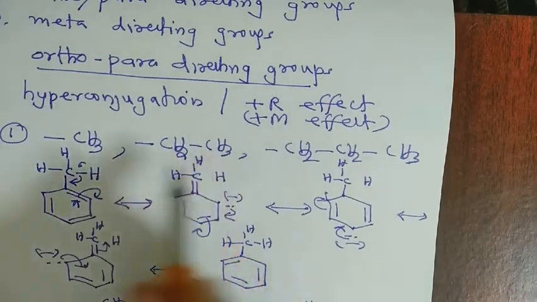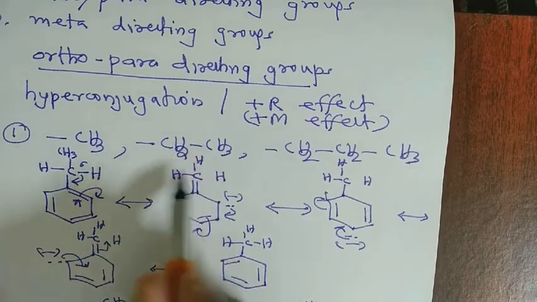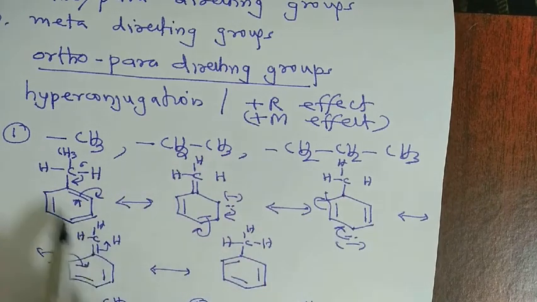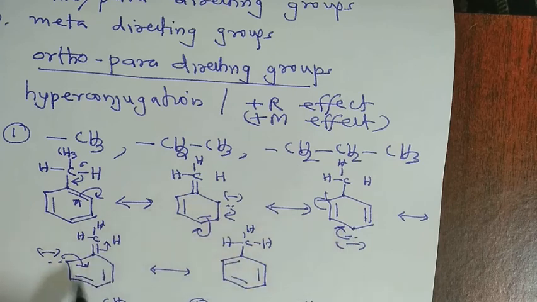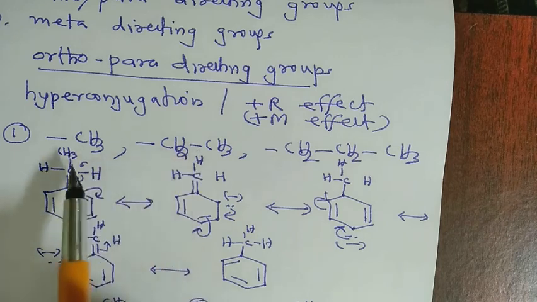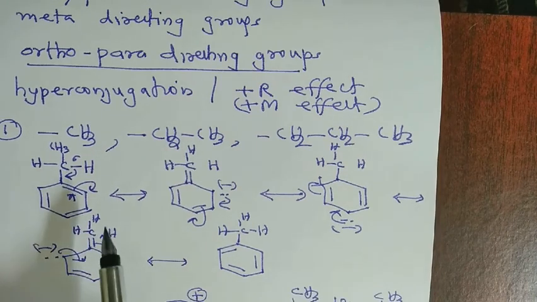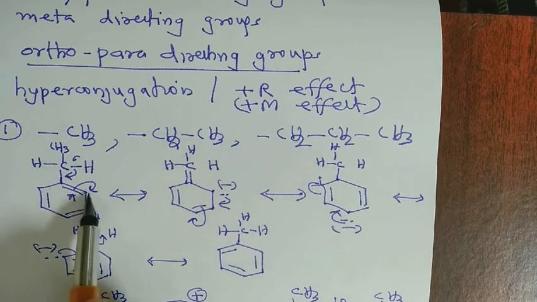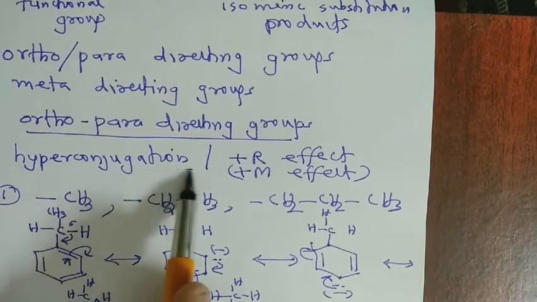If it is an ethyl group, one of these hydrogen atoms will be CH3. Then in all resonating structures, within the ring, there is no change. That is, the ortho and para carbon atoms have a negative charge. That is, the ethyl group also increases electron density at ortho and para positions. Similarly, all alkyl groups increase electron density at ortho and para positions through hyperconjugation.